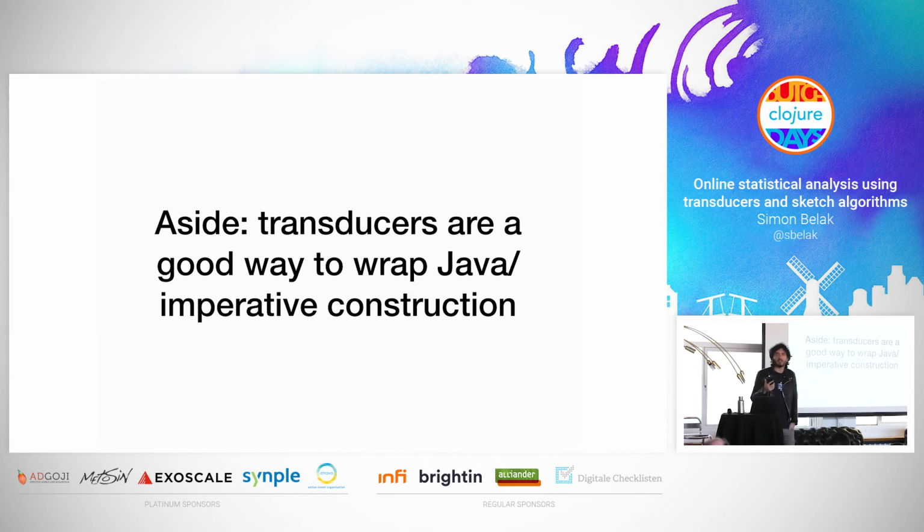So even if you don't have a problem that's very obviously a transducer problem, if it has a construction, oftentimes Java libraries have this annoying way of setting up properties one after the other, and it's a reduce-like operation. Wrapping it in a transducer is going to be a much nicer Clojure API than fighting with that.